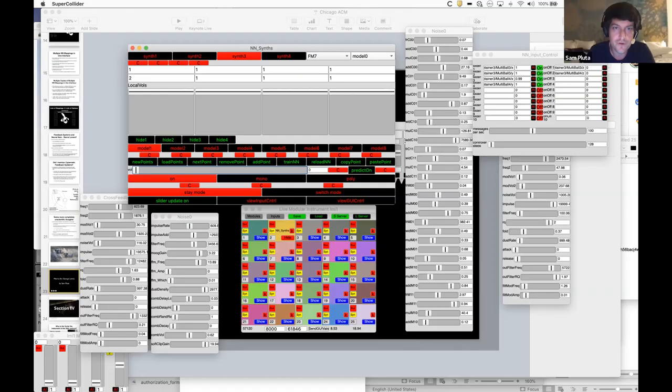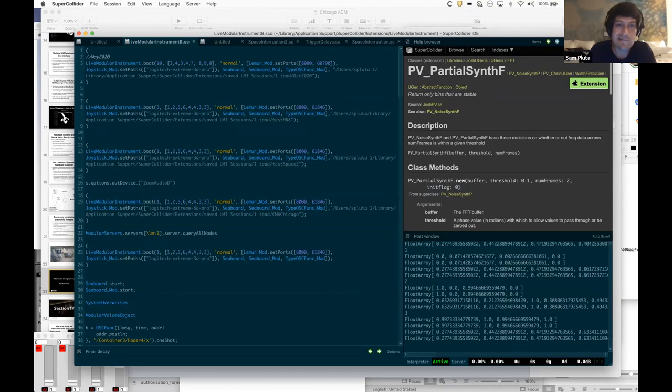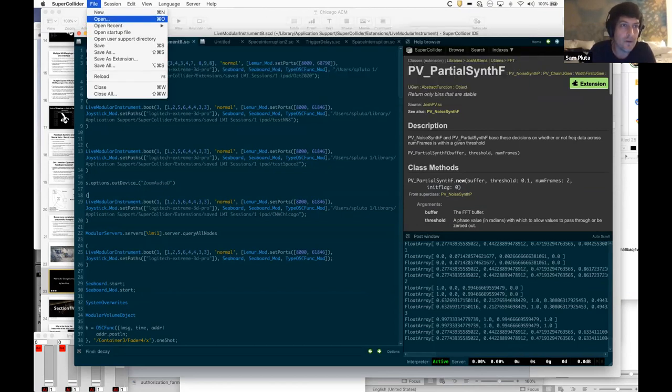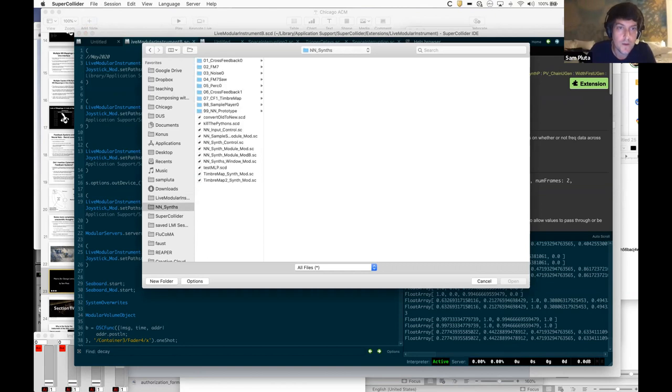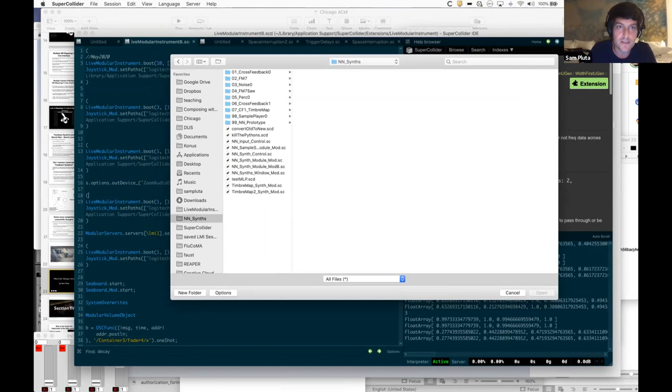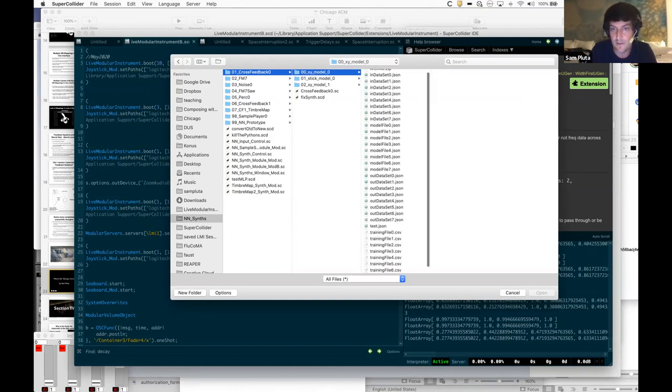Okay, Lee wants to know, can you talk about how FluCoMa is interacting with your instrument? Yeah, so FluCoMa is the machine learning, the neural network. So let me share again, and I will show you the code for this. I should have had that open. So this is kind of interesting. These are the synths that I've made, and the directory structure stores the different mappings that I've made, and it's stored in these JSON files.